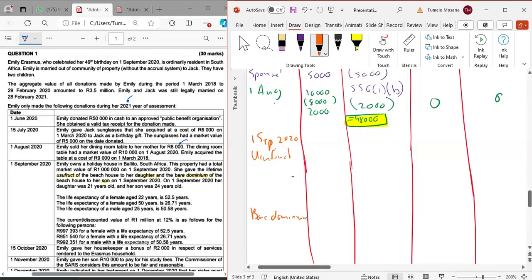Okay, so we have two things here, usufruct as well as the dominium. So usufruct, it's my enjoyment.